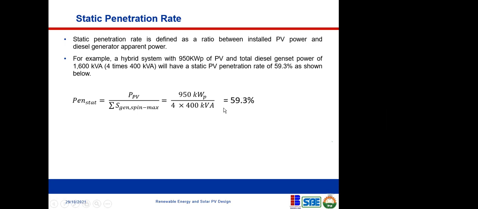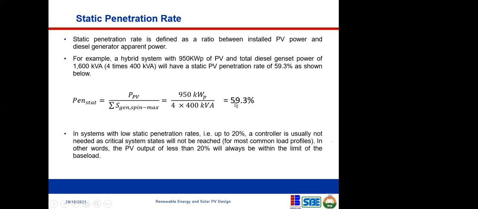But believe me, this will not be constant all the time. There will be a time when the solar panel will not be producing anything, and the penetration rate will be 0. And there will be a time when it will be producing 950, and then the penetration rate will be this value, 59.3. This is the static penetration rate. For every other time when it is not producing up to this amount, it is referred to as the dynamic penetration rate. Let me give further explanation to this.